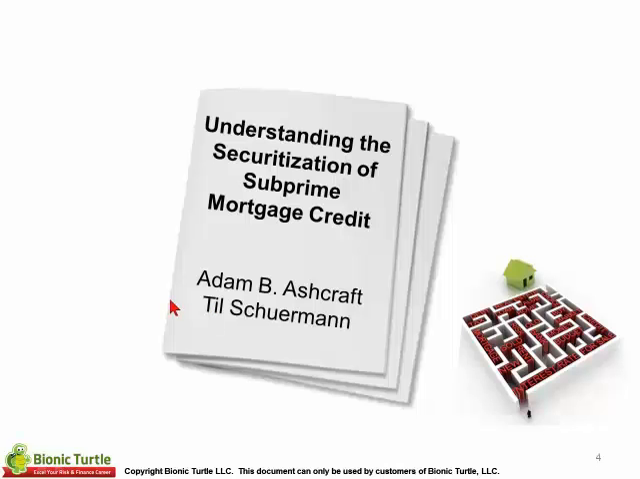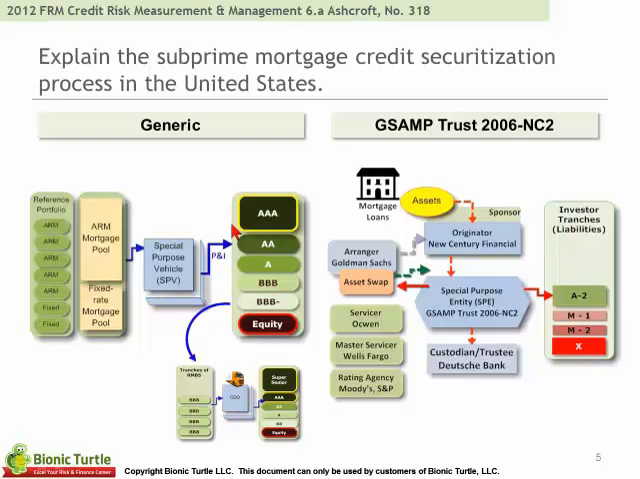So, understanding the securitization of subprime mortgage credit. On the left, I have my diagram for a generic securitization, and that would be a cash securitization. And on the right-hand side, the same sort of securitization, but with the players inserted in this particular case. And it's the Goldman Sachs AMP Trust, and that's the name of the special purpose entity that is analyzed in the paper.